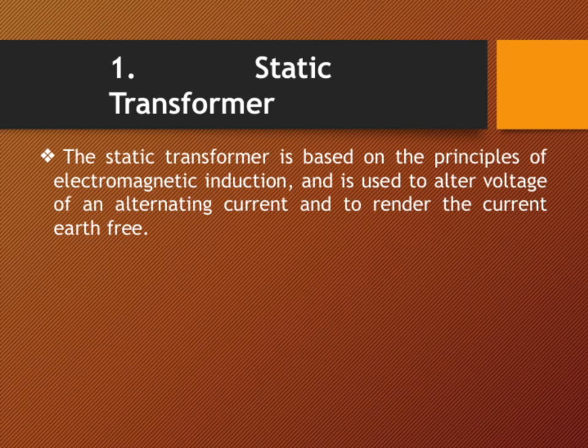Now, let's talk about the static transformer. This device operates on the fundamental principles of electromagnetic induction, which means it uses magnetic fields to transfer energy. Its main purpose is to alter the voltage of an alternating current, either stepping it up or stepping it down, depending on the needs of the system. Additionally, it plays a crucial role in making the current earth-free, or in other words, ensuring safety by isolating the system from the ground. This is essential for protecting equipment and personnel. Overall, the static transformer is a key component in electrical power systems, enabling efficient voltage regulation and safety measures.